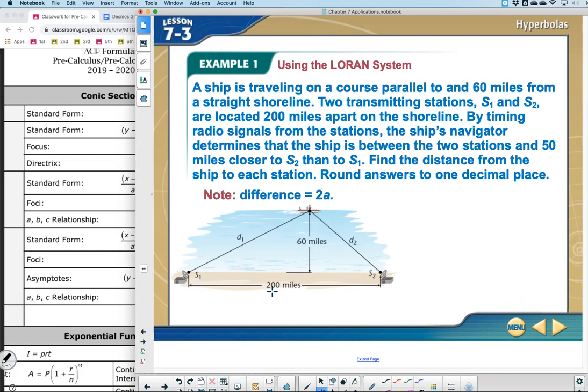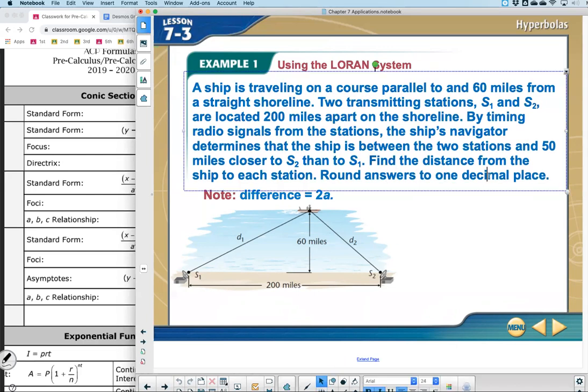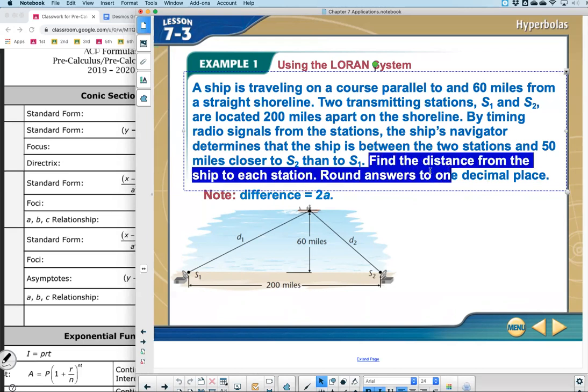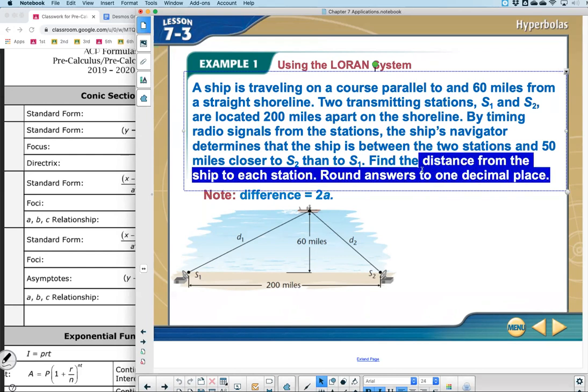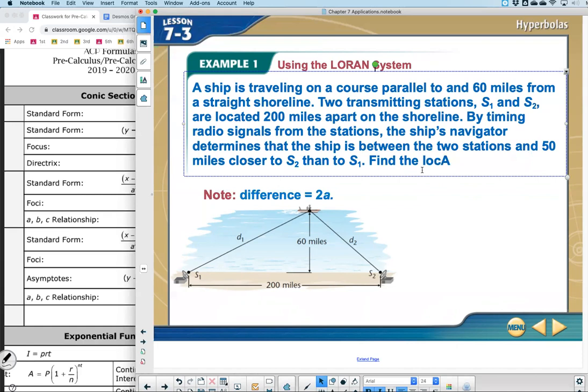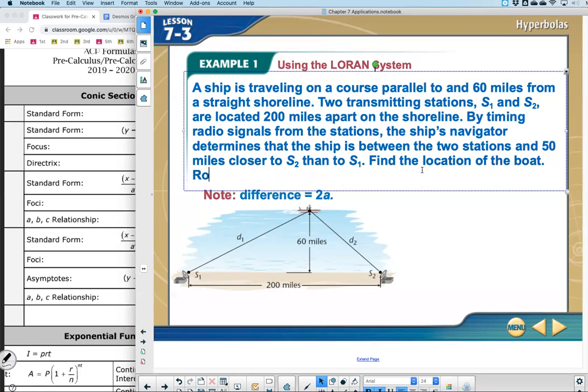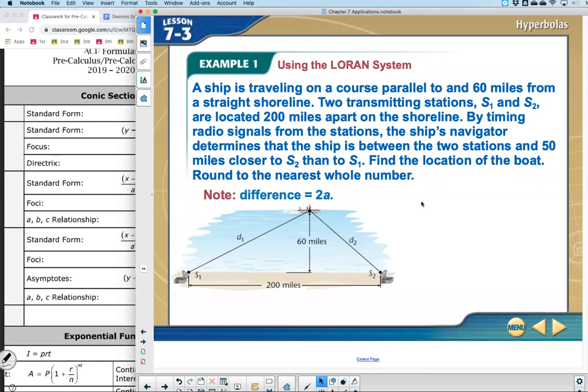So I'm going to swap a little bit of the verbiage here. When I wrote this problem, I used to do this later after covering chapters 8 and 9, but we went out of order. So I'm going to change the last sentence. I'm just going to say find the location of each station. Find the location, not of the station, I'm sorry, location of the boat. Round to the nearest whole number. All right, there we go. Got my instructions that I want.